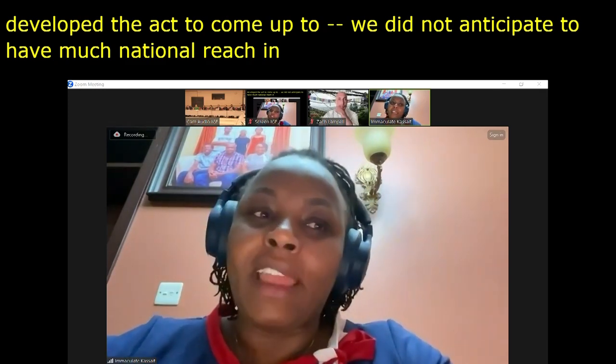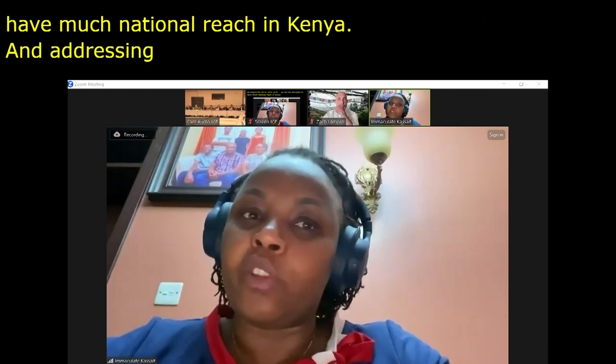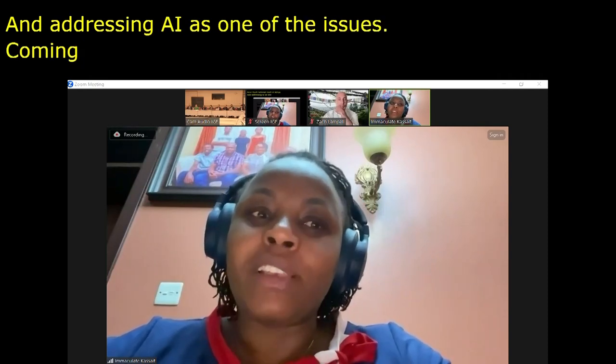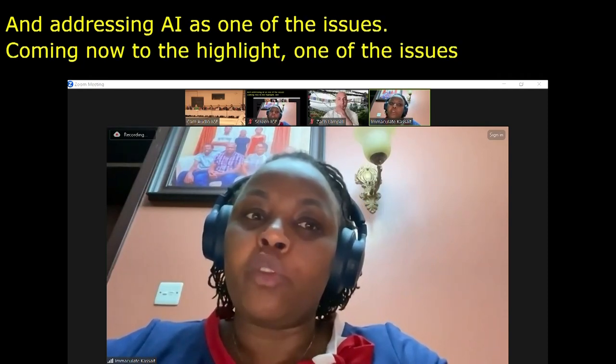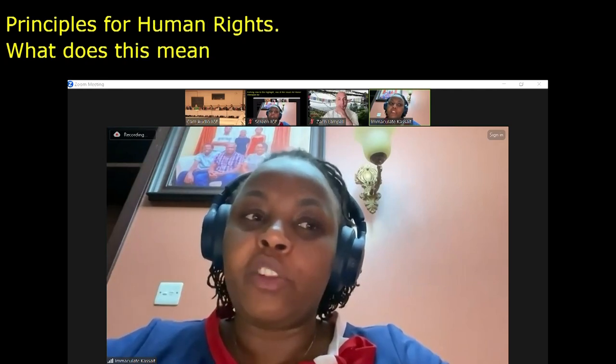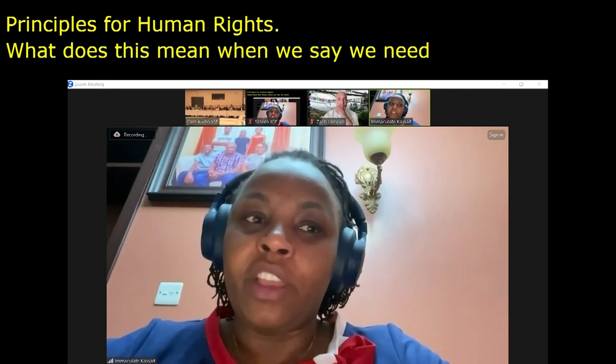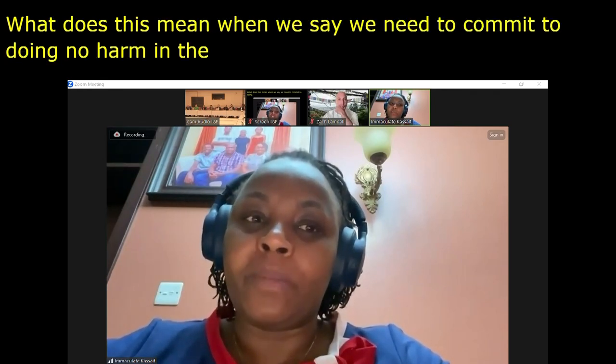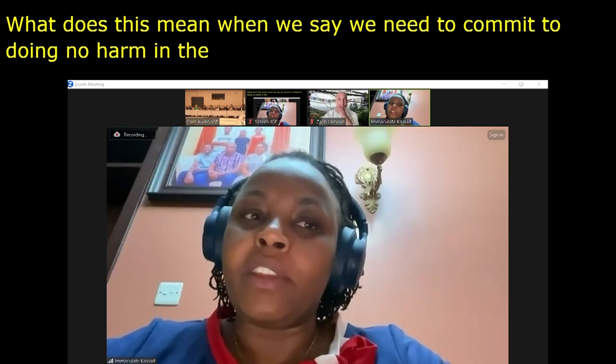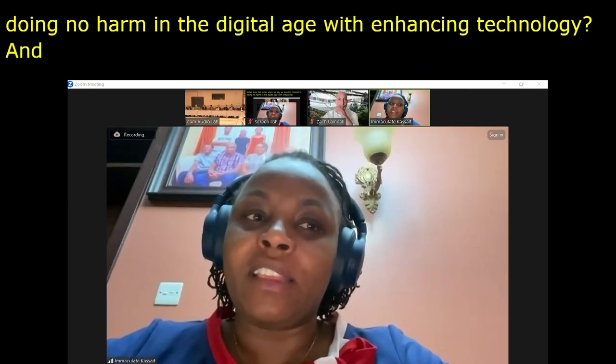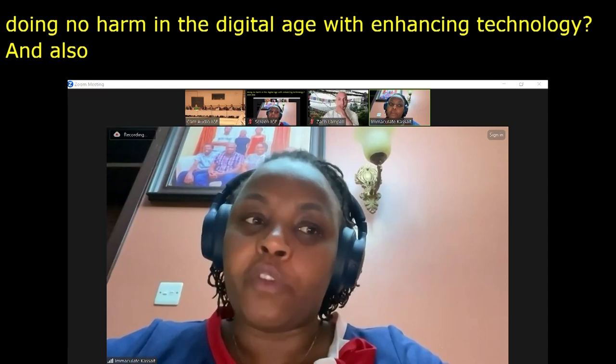But coming now to the highlight, in as far as the donor principles for human rights, what does this mean for us when we say we need to commit to doing no harm in the digital age while enhancing technology, and also ensuring that we're increasing donors' accountability? I see several areas horizontally for collaboration.